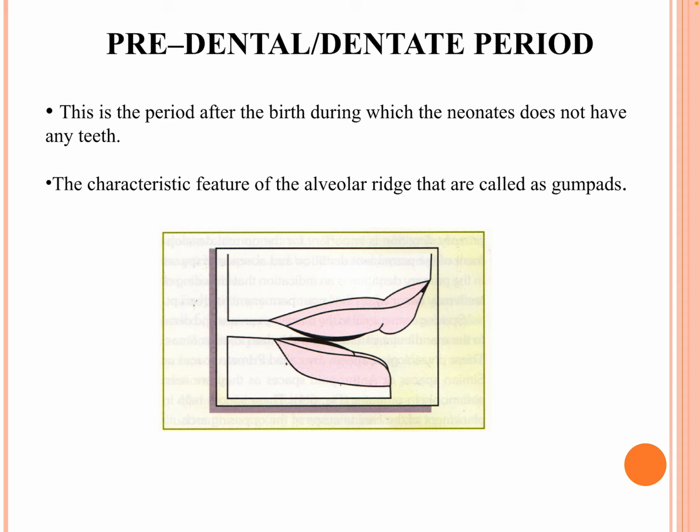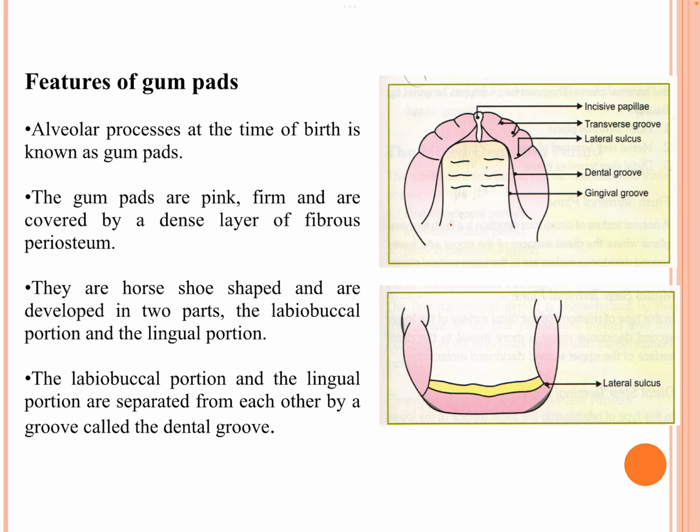The characteristic feature of the alveolar ridges is that they are called the gum pads. Features of gum pads. Alveolar ridges at the time of birth are known as gum pads. They are pink, firm, and are covered by a dense layer of fibrous periosteum. They are horseshoe shaped and are developed into two parts: the labiobuccal portion and the lingual portion. The labiobuccal portion and the lingual portion are separated from each other by a groove called the dental groove.